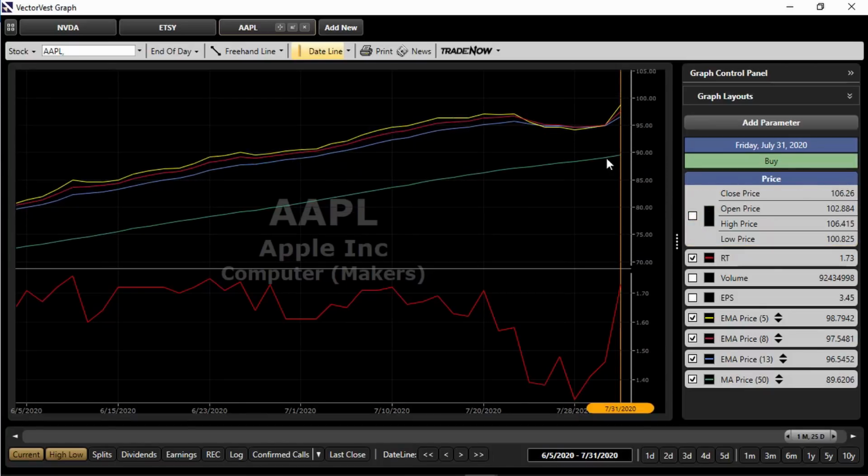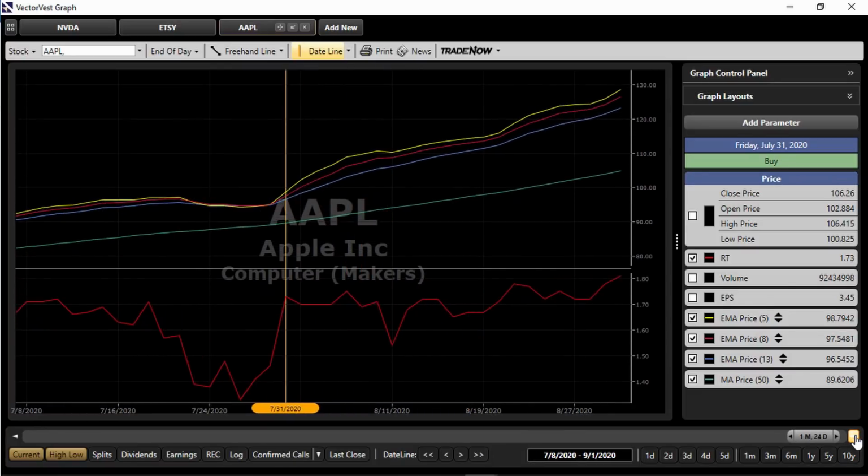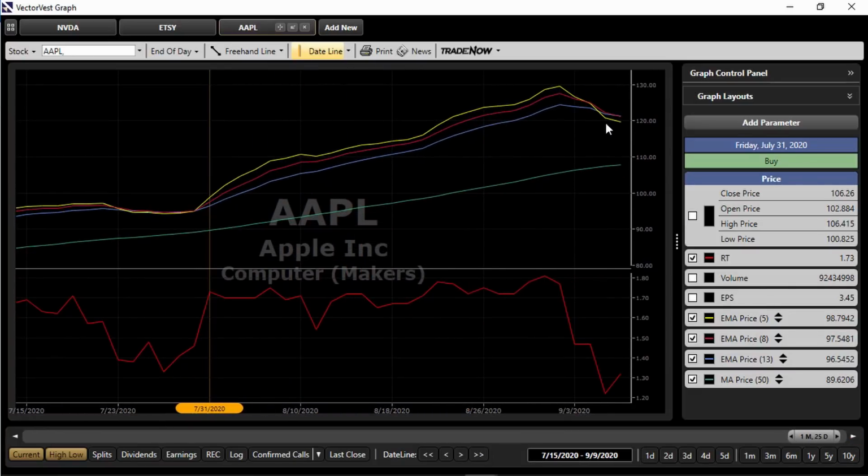That was the day that not only is price above the 50-day moving average, but the moving averages are separating, right, creating that fanning action, and RT is trending higher as well. So if we keep going, we got back in at a really good time, didn't waste any time, and now we get our signal here right around $112.82.